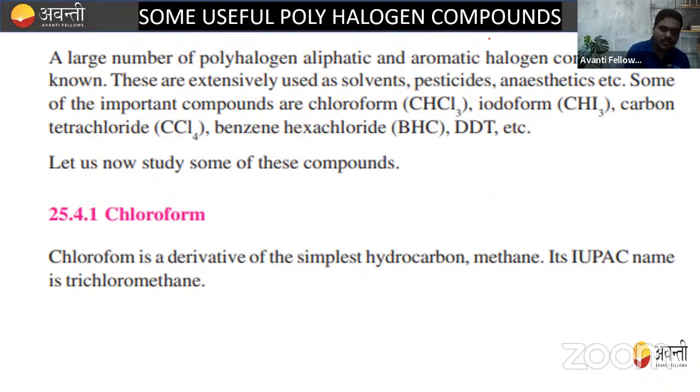So let us now study some of these compounds, which are going to be very, very important. So now what is chloroform, right? Let's study chloroform first of all. Can anyone tell me the formula of chloroform? So chloroform is nothing but a derivative of the simplest hydrocarbon methane, and the IUPAC name of chloroform is trichloromethane. We have the formula CHCl3, right? So chloroform is a derivative of the simplest hydrocarbon methane, and the IUPAC name is trichloromethane. So this is chloroform, right?